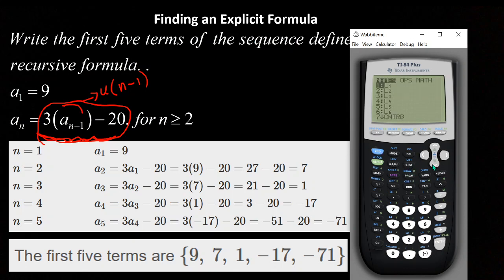Go to list, operations, number 5, the sequence. Now the formula is already in u. So you don't have to put the whole thing here. You just put u of n. If you entered it already there in y equals, you don't have to enter it again here. Just put u of n. This u of n is not u of n minus 1, right? The calculator takes the whole thing to be our u of n, right?